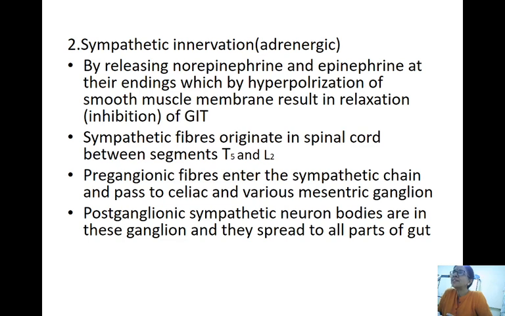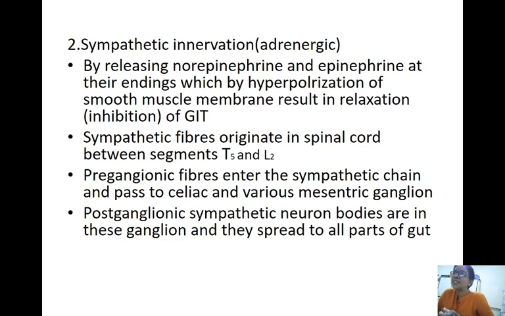What is hyperpolarization? From minus it is going towards more minus. This will increase the stability of the membrane. This will increase the membrane potential, and this is due to the slow efflux of potassium. So by hyperpolarization of the smooth muscle membrane, it causes relaxation of the GIT. Earlier, with parasympathetic, depolarization was causing contraction. Here with sympathetic, the neurotransmitters are different and they act differently.